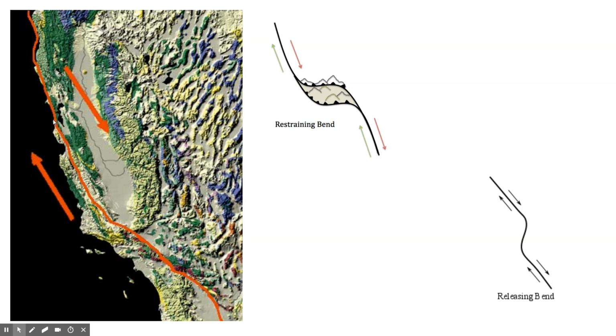Of course, these faults or transform boundaries are not perfectly straight. So you can have situations where you get restraining bends or releasing bends, which can form little mountain ranges in their own right, and also accentuate or make even more problematic the seismic challenges that occur in these areas.